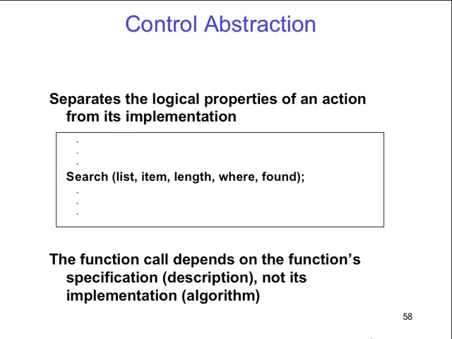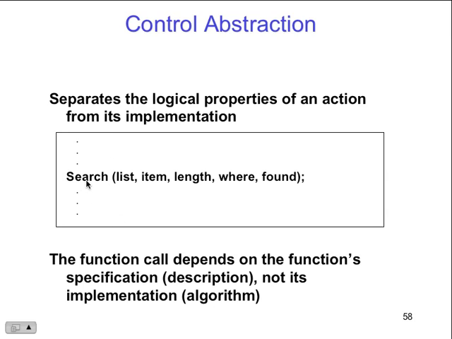It's something where we don't have to think, well, it starts at the beginning of the list and looks for the first character, the first name, and goes through this sequentially until it doesn't find a match, and then it comes back here. We don't care about all that stuff. We just want to search. We just want to find. So the function call depends on the function's specifications or its descriptions, not its implementation or its algorithm.